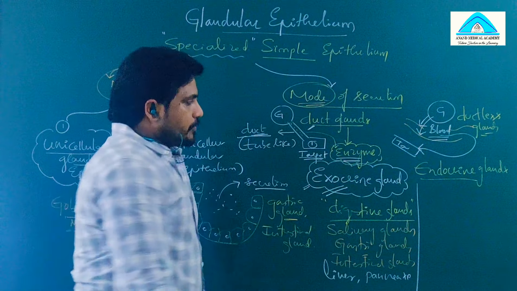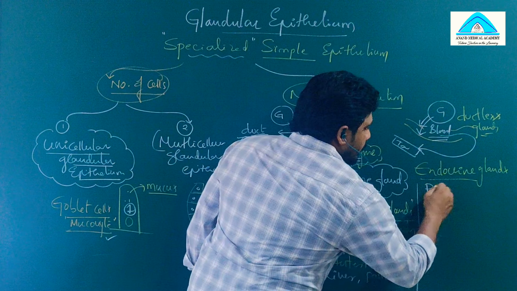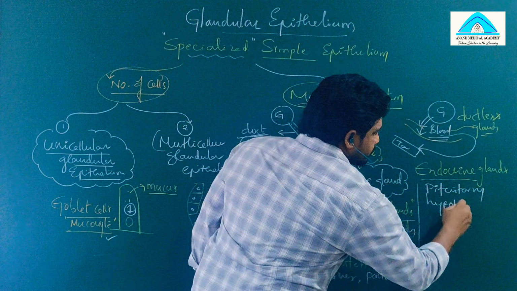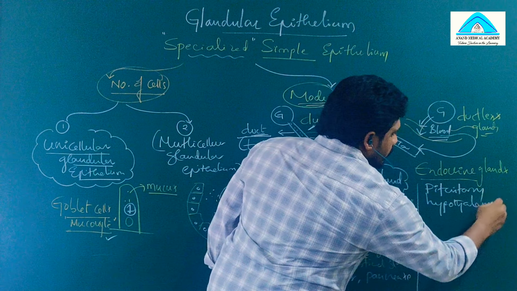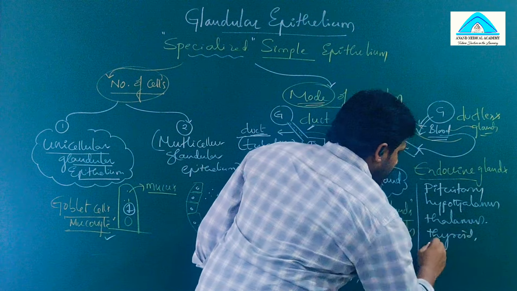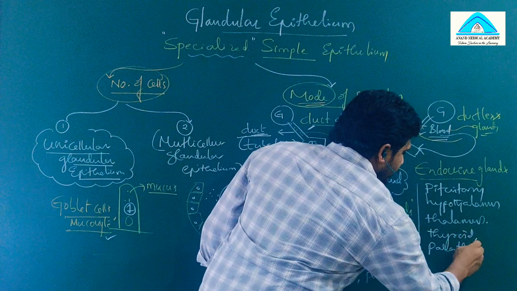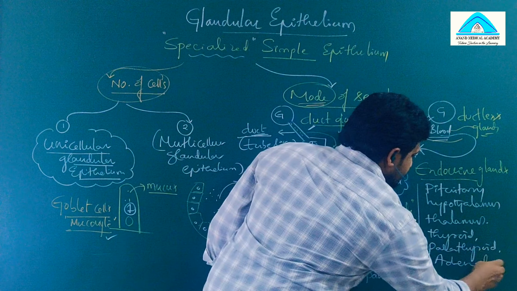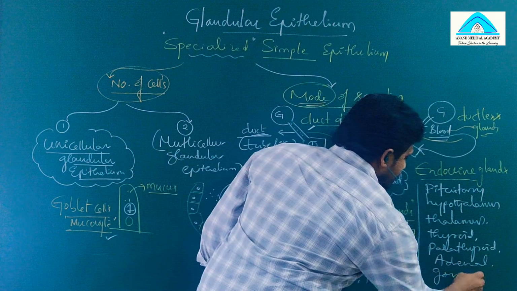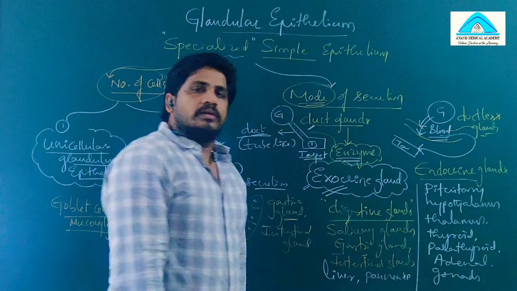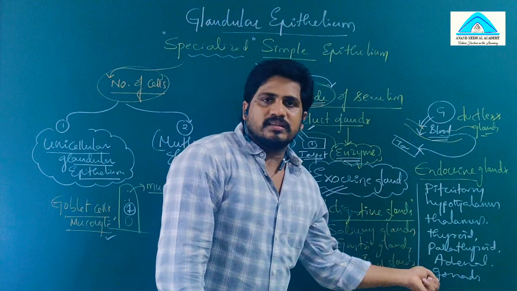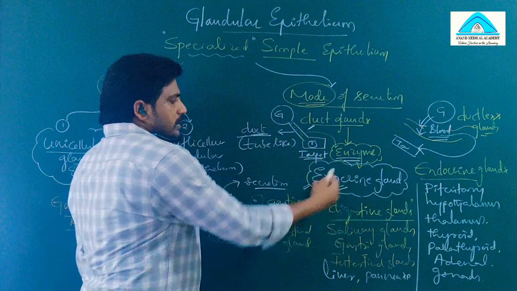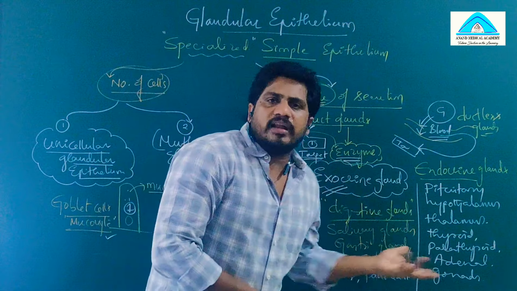Next, endocrine glands: pituitary, hypothalamus, thyroid, parathyroid, adrenal, gonads. Gonads means what? Reproductive glands, nothing but testes in males, and in females ovaries. So some glands are exocrine glands, some glands are endocrine glands.